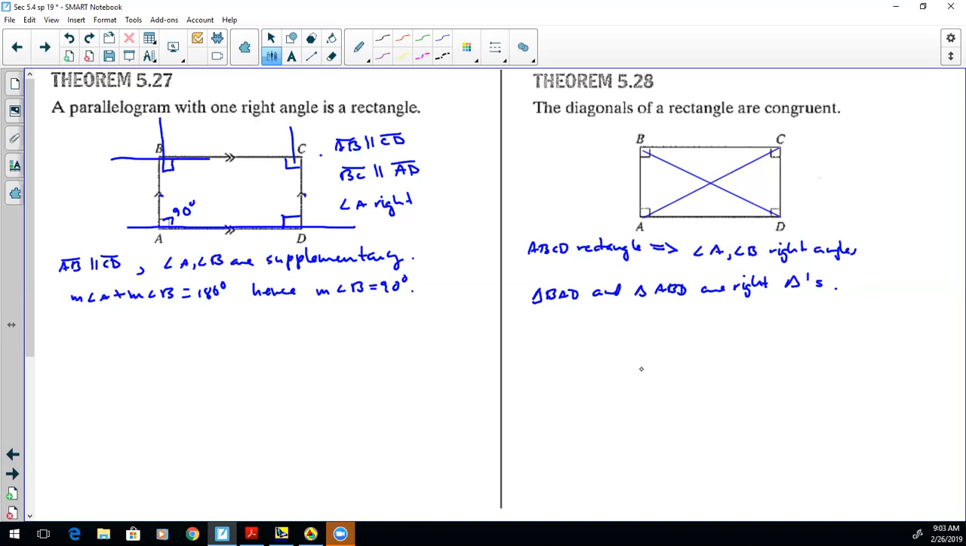Now, what do we know here? We know also that since ABCD is a rectangle, it's a parallelogram, so the opposite sides are parallel. I mean, opposite sides are congruent. So side AD is congruent to side BC.